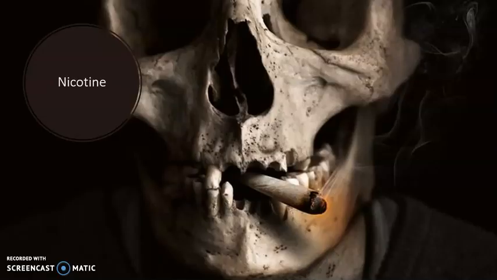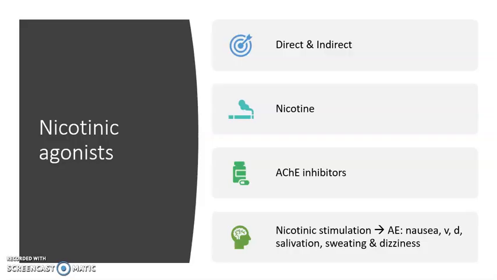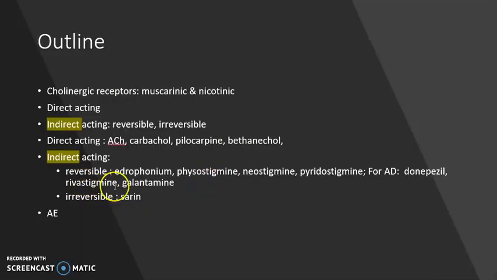So nicotine, everyone knows something about nicotine. So nicotinic agonists are either direct nicotinic agonists or indirect agonists. So direct ones are nicotine. The indirect ones are the acetylcholine esterase inhibitors, the ones that we mentioned just now. Okay, these are the acetylcholine esterase inhibitors. And we have the reversible and irreversible ones.